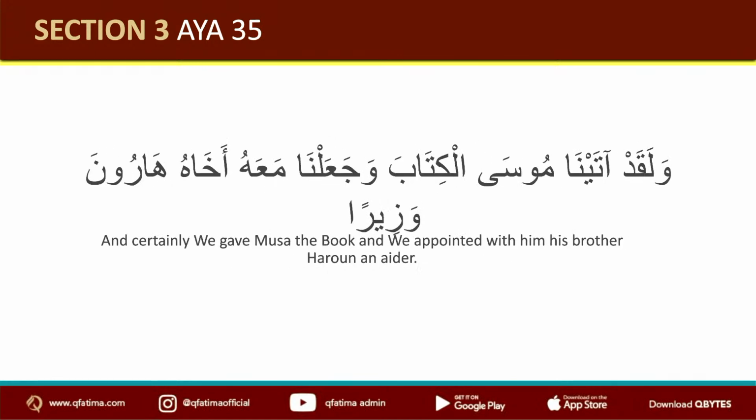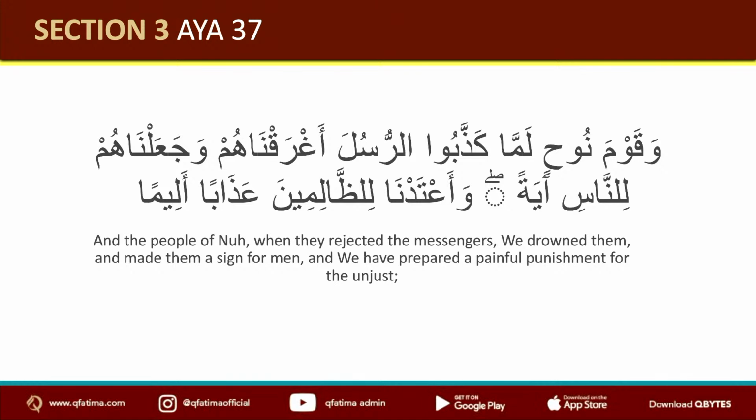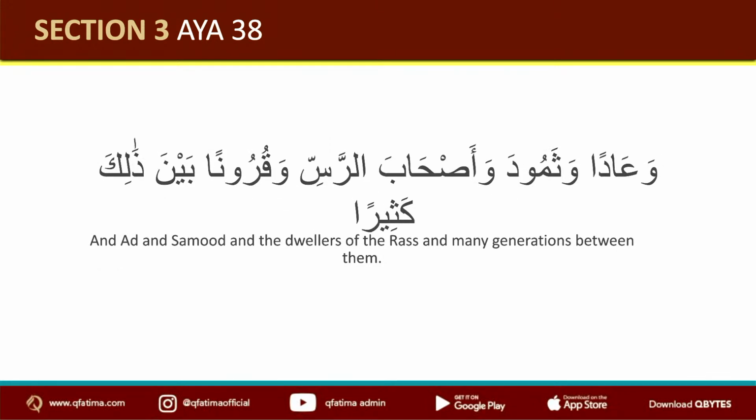So for example, in this one, you've got Harun there, right? You've got وَلَقَدْ آتَيْنَا مُوسَى الْكِتَابَ. So you will highlight Musa and Harun. Then you can see how they were sent to Fir'aun. Then you can see how the people of Nuh rejected the Prophet. You've got the people of Thamud.